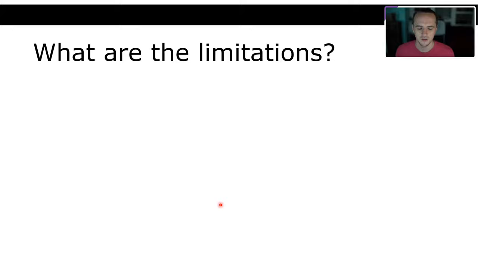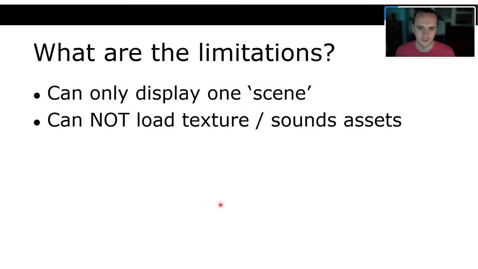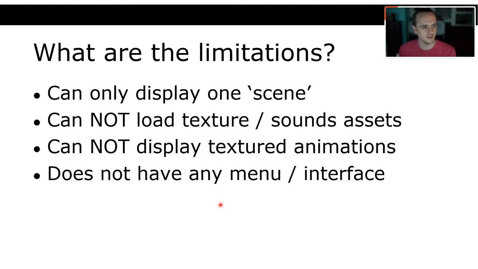But this game engine had some limitations as well. The biggest limitation is that we could only display one scene, okay? And we'll talk about what a scene is in a second. We couldn't load any texture or sound assets. We couldn't display any textured animations to the screen, and it doesn't have any sort of menu or interface, right? So these are the things that we're going to be adding for assignment 3. We're going to be doing some architecture changes that allow us to do all of these things for assignment 3.